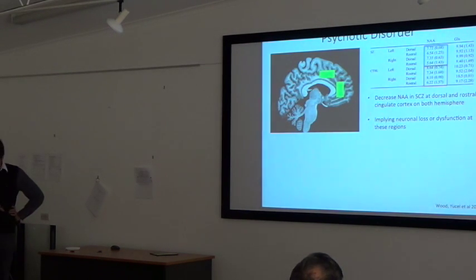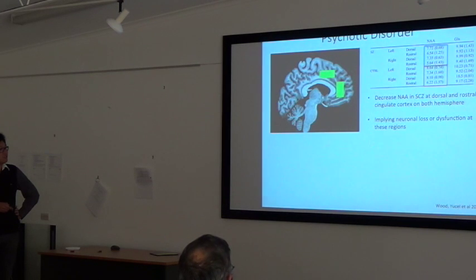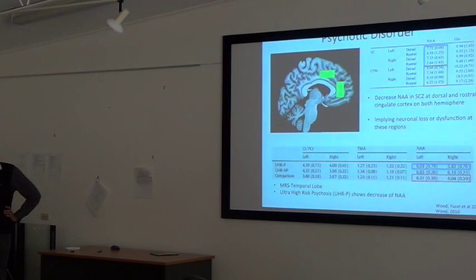Spectroscopy can also be used in psychotic disorders. These papers find a decrease of NAA for schizophrenia subjects at dorsal and rostral cingulate cortex on both hemispheres, and it's probably implying neural loss or dysfunction at these regions. Similar results were found for NAA concentration at the temporal lobe. When we compare ultra high risk psychosis with healthy subjects, we find a decrease of NAA concentration in these regions.